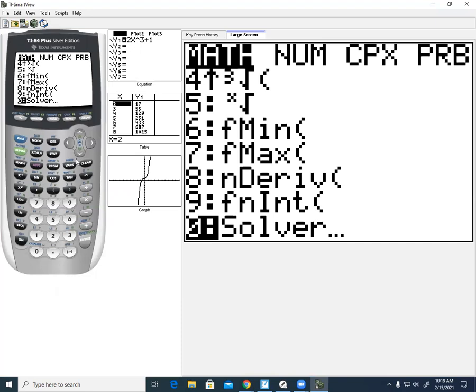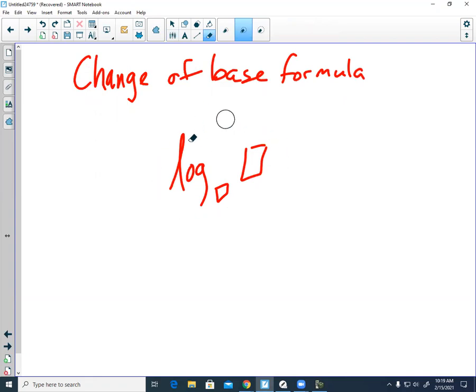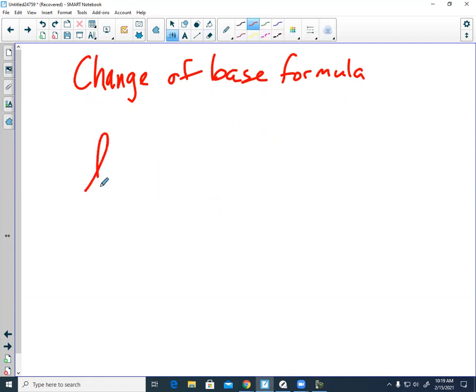So if you have the change of base formula, that's great. When you hit that, it will open up something that looks like this. And you put your base in and you put your other thing in. That's great. So some of you have that, some of you don't. If you don't have that, that's a bummer. But if you don't have that, there is a way that you can get around it by using a change of base formula.